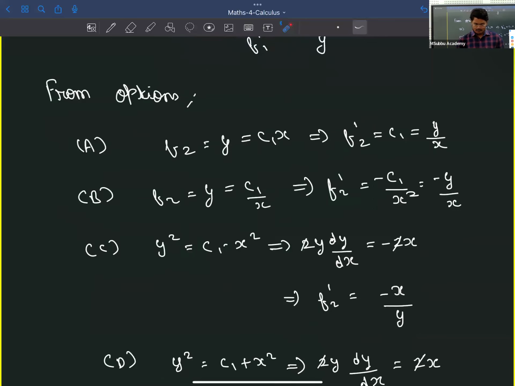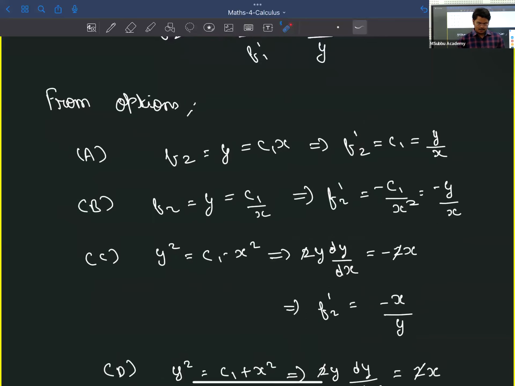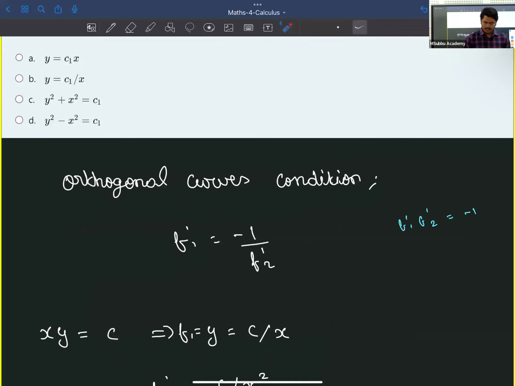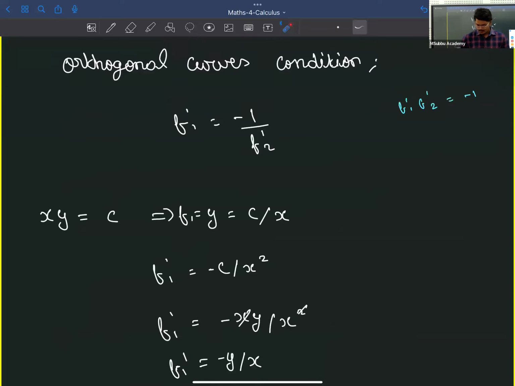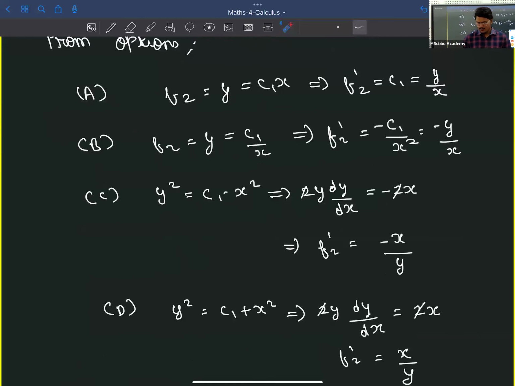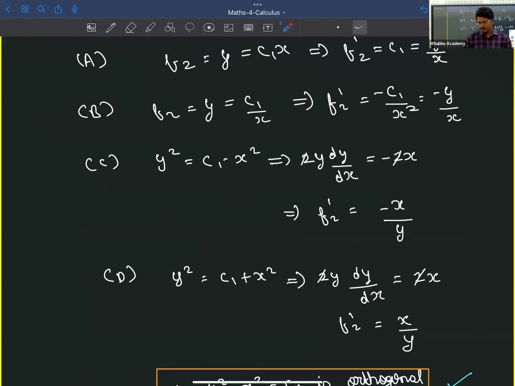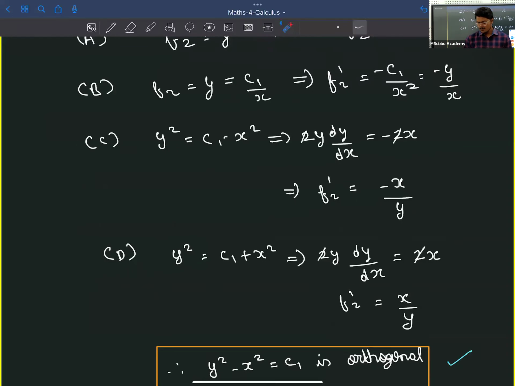So moving on to the third option. Take y square is equal to c1 minus x square. That is what we are doing here. So directly differentiate both the terms: 2 into dy by dx minus 2x.